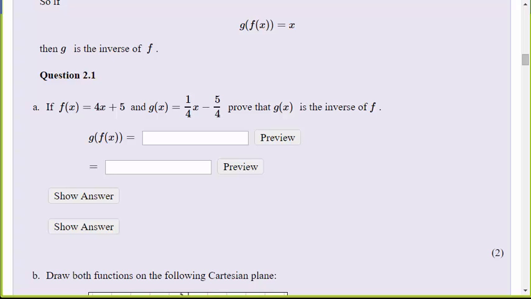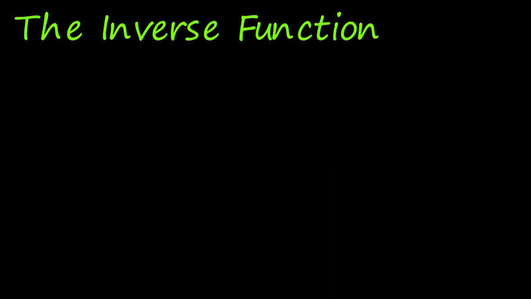So I've got 4 and 5 and a quarter. They tell me that f of x is equal to 4x plus 5, and g of x is equal to a quarter x minus 5 over 4, and they ask me to show that these two are inverses of each other.